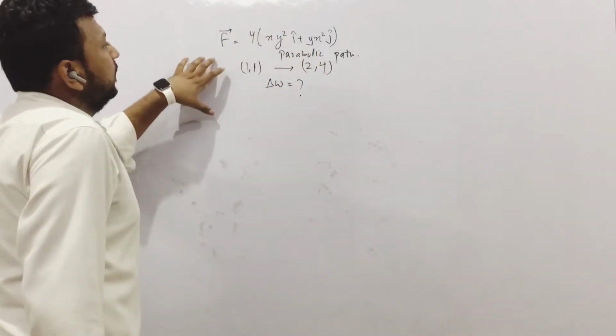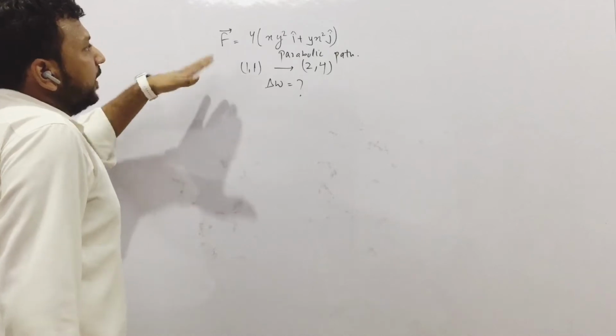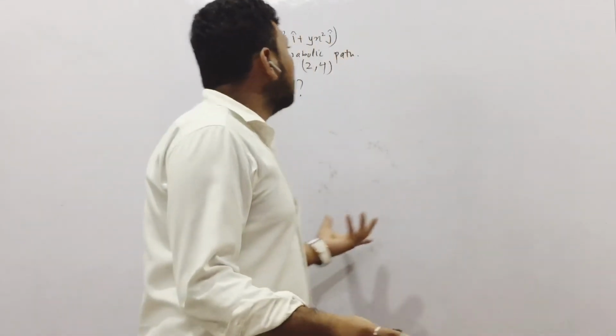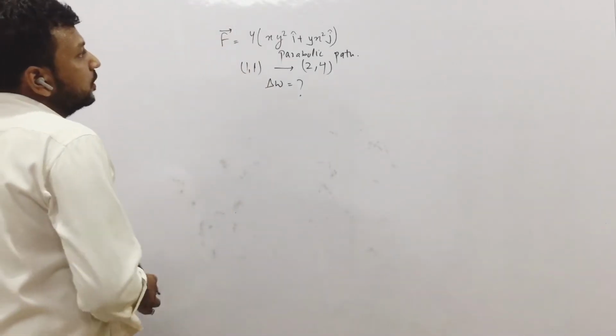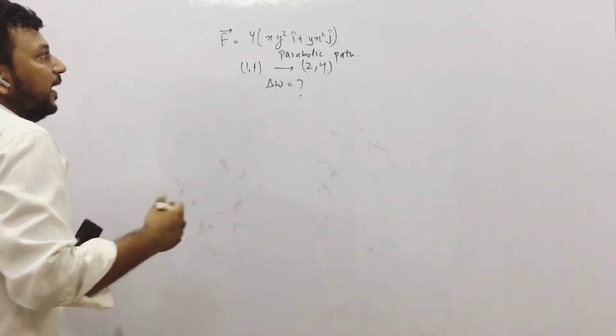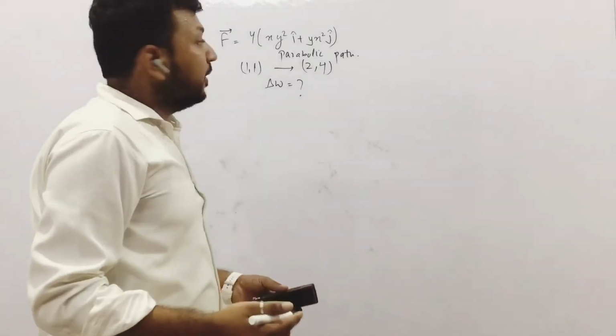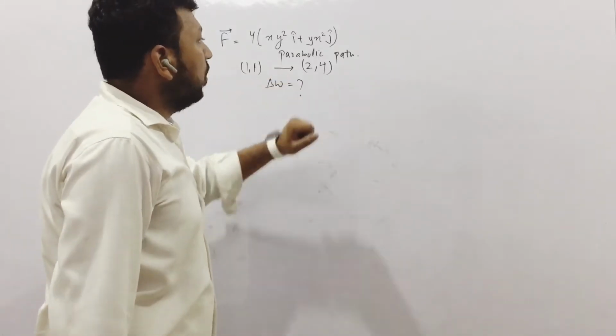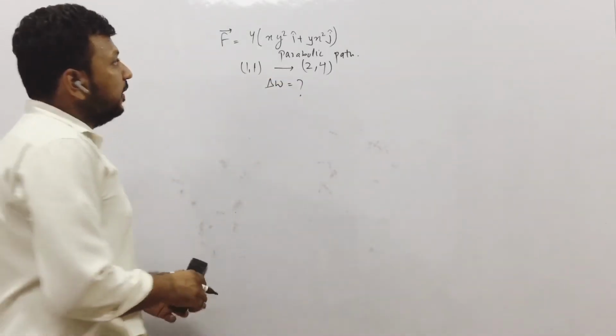Let us see. There is a force given on an object. These questions are generally doubts asked by some of my students, or previous year IIT JEE or NEET questions. This is a force acting on a particle: 4xy square i plus yx square j, and the particle moves in a parabolic path from (1, 1) to (2, 4). What is the work done on the particle?